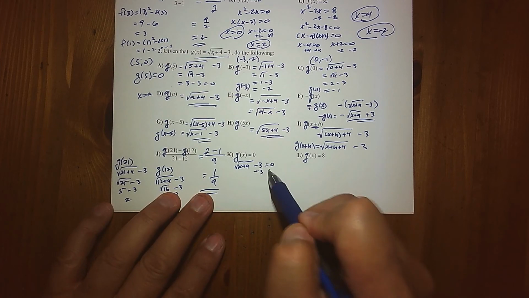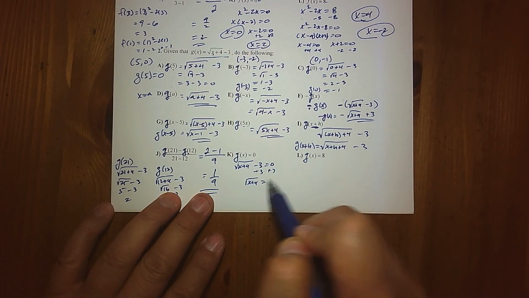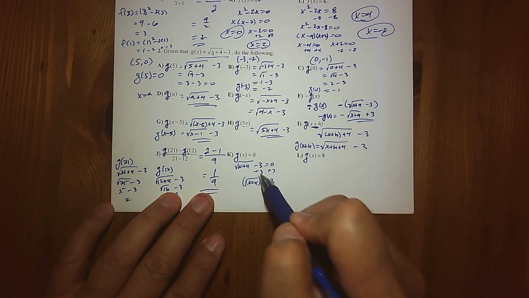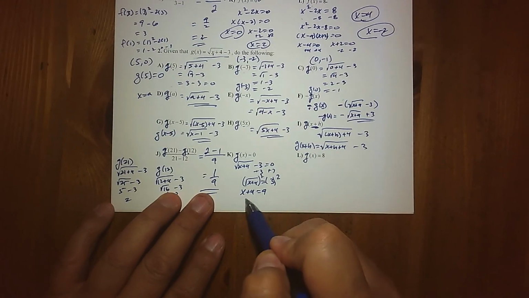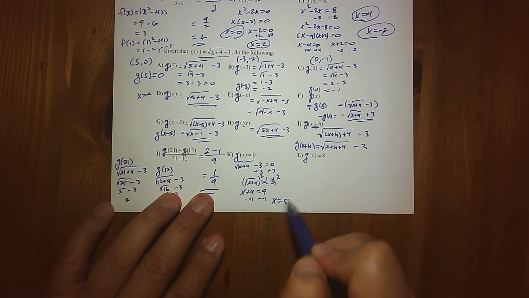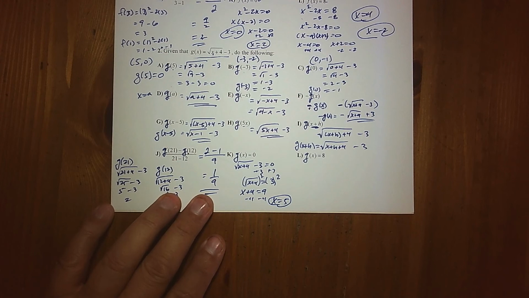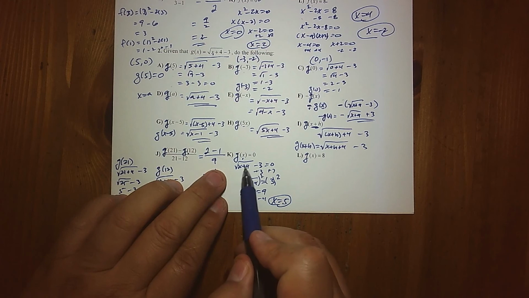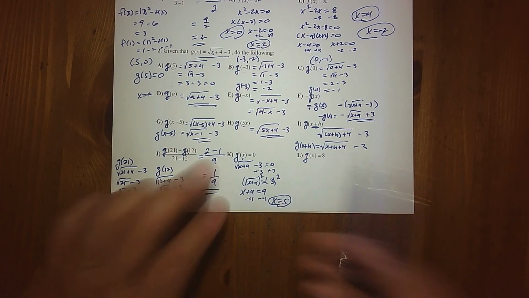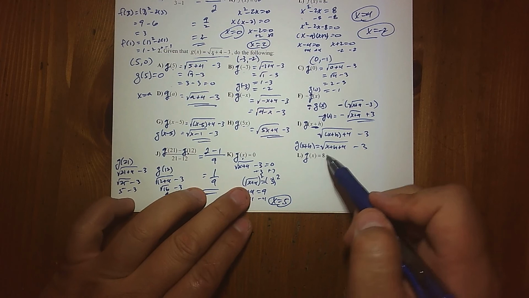So we'll add 3 and get the square root of x plus 4 equals 3. Clear the radical by squaring both sides. We get x plus 4 equals 9. Subtracting 4, and it looks like we get an input of 5. So 5 is the input that creates an output of 0. All right, and again, easy to check. 5 plus 4 is 9. Square root of 9 is 3. Minus 3 gives us 0. So there's your input.